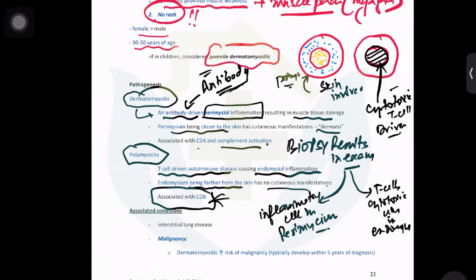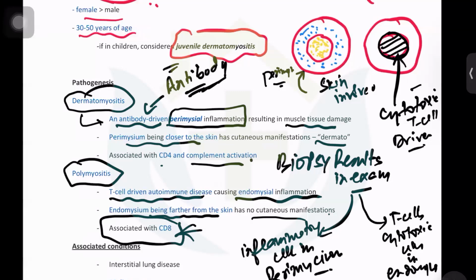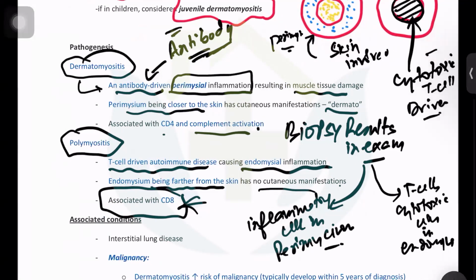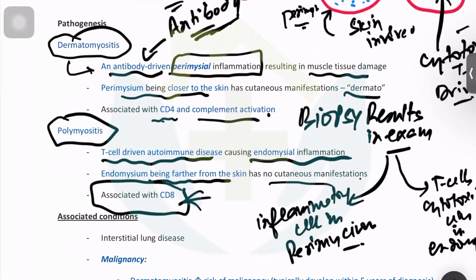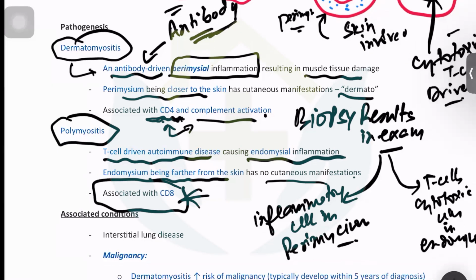If a patient comes, dermatomyositis is usually associated with CD4, right? So CD4 are required for B cell activation. So CD8 directly kills. Associated conditions.